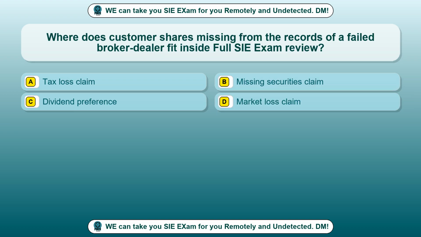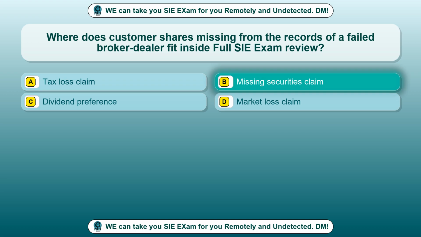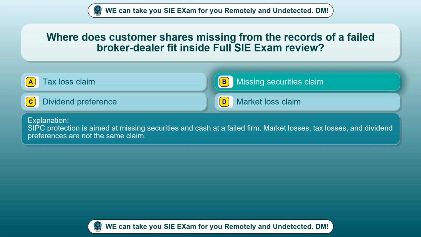Question 82. Where does customer shares missing from the records of a failed broker-dealer fit inside full SIE exam review? Option A, tax loss claim. Option B, missing securities claim. Option C, dividend preference. Option D, market loss claim. The correct answer is option B, missing securities claim. SIPC protection is aimed at missing securities and cash at a failed firm. Market losses, tax losses, and dividend preferences are not the same claim.